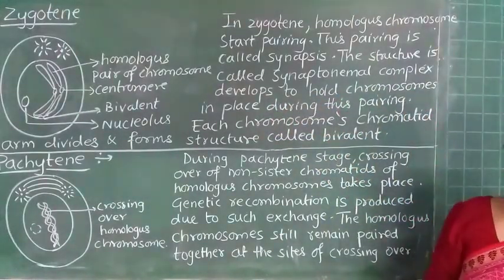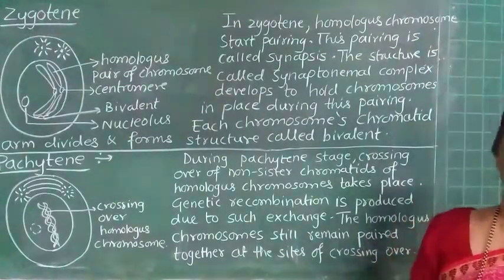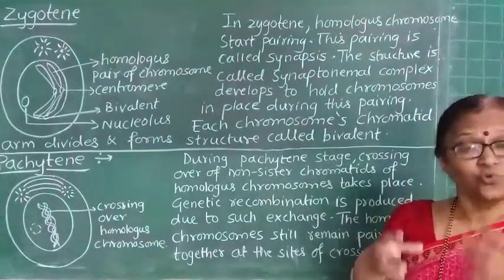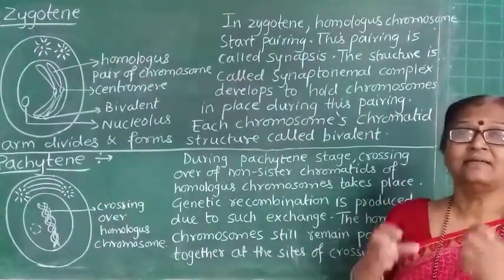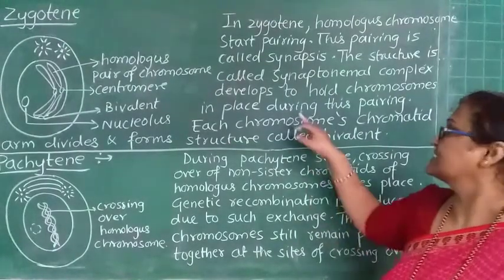Why is this process done? This process is done to hold the chromosomes. That means we are holding the chromosomes in their own place, because we are doing this crossing.